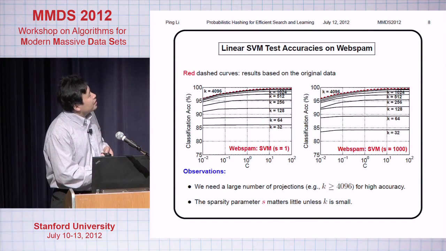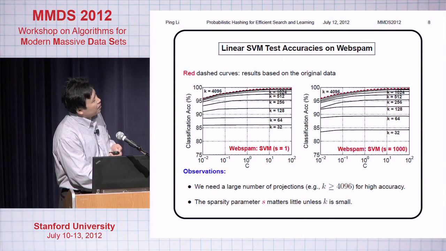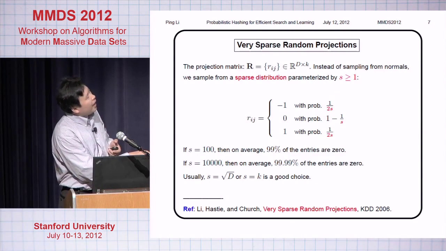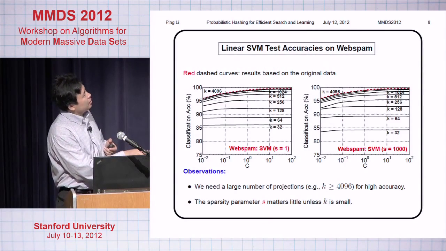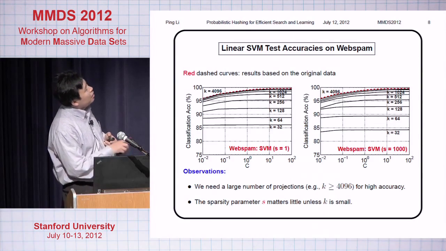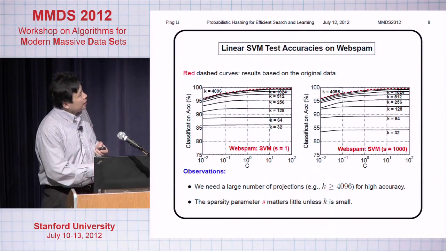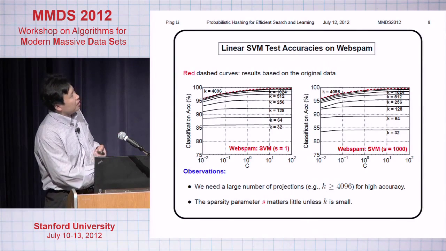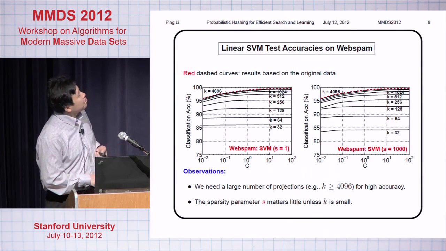Another interesting thing is that the sparsity parameter does not matter much. For example, you have 1 versus 1,000. So 1,000 means 99.9% of the entries are 0. You still get almost the same results as using the dense projections, unless the number of projections is too low. But you need a larger K anyway. So the sparse projection works.